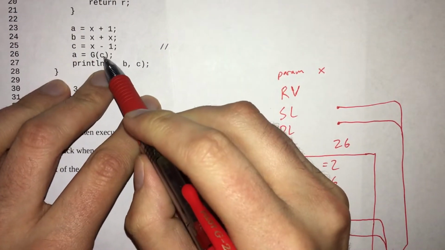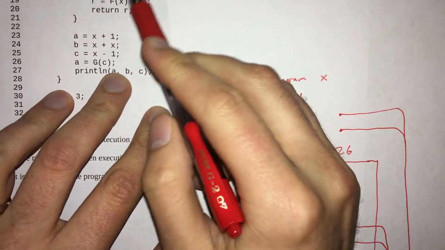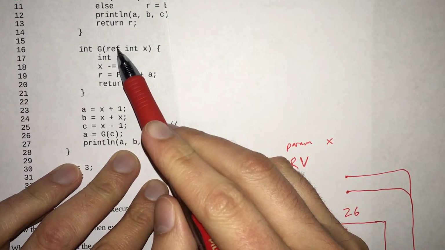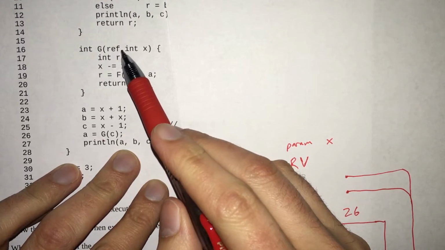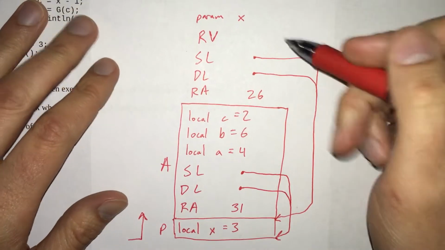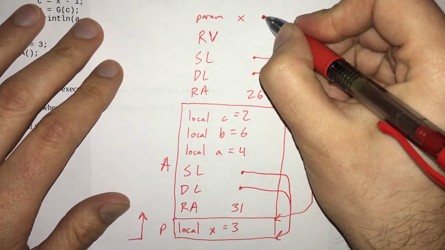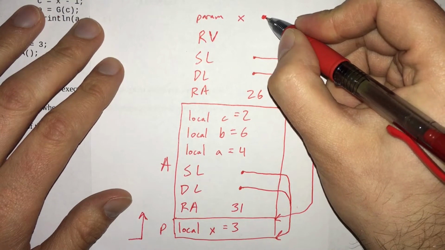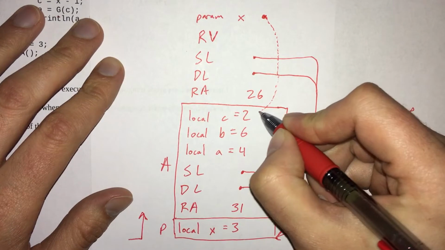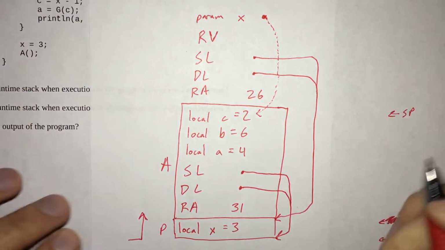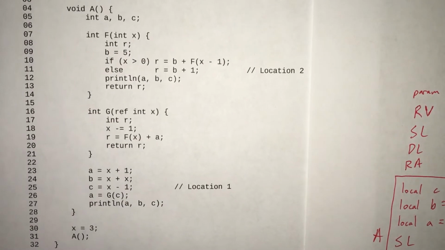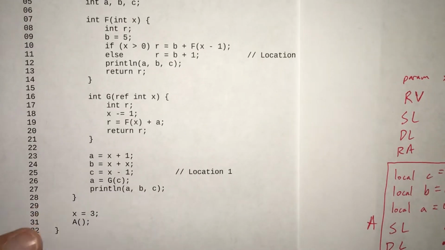And notice that we're passing in C, and notice that this is a reference parameter. And if you read the description of the problem, you'll notice that that's what this keyword means. And so what this means in terms of our diagram is that X is really just a reference down, and I'm going to draw this with a pointed line to distinguish it from the links. So this is really just a pointer to C. So wherever we're using X inside of G, we really need to be using C.